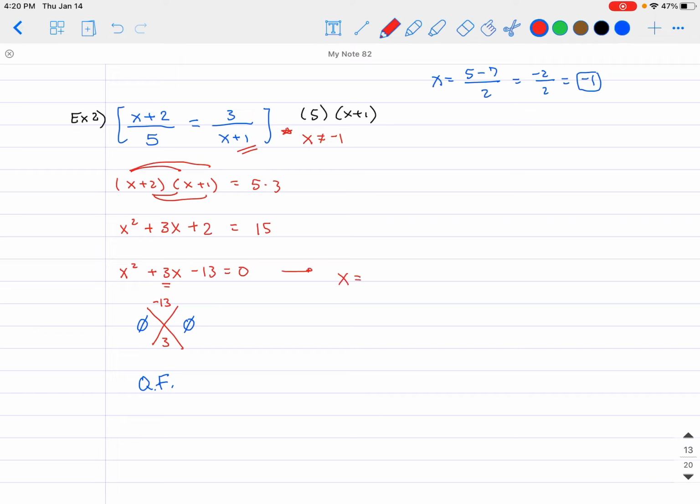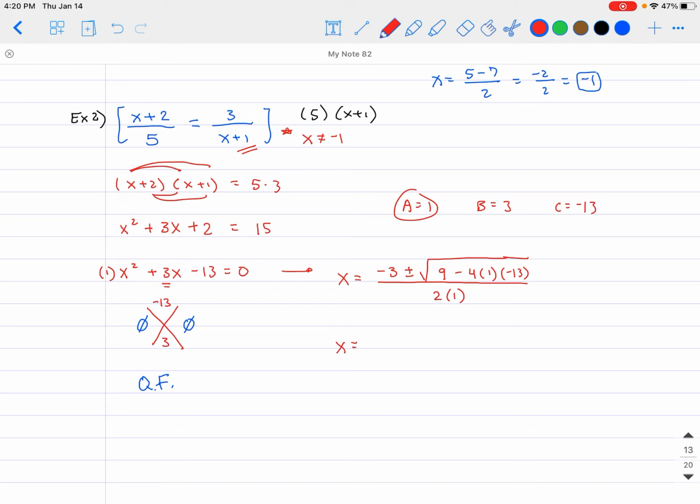So x is equal to, let's see, writing it out again. a is equal to 1, b is equal to 3, and c is equal to -13. And if you're wondering where that a is equal to 1 is coming from, you can think of it as an invisible 1 that's multiplied by the x squared. So x is equal to -3 plus or minus the square root of 3 squared, so that's 9, minus 4 multiplied by a multiplied by c, all divided by 2 multiplied by 1.